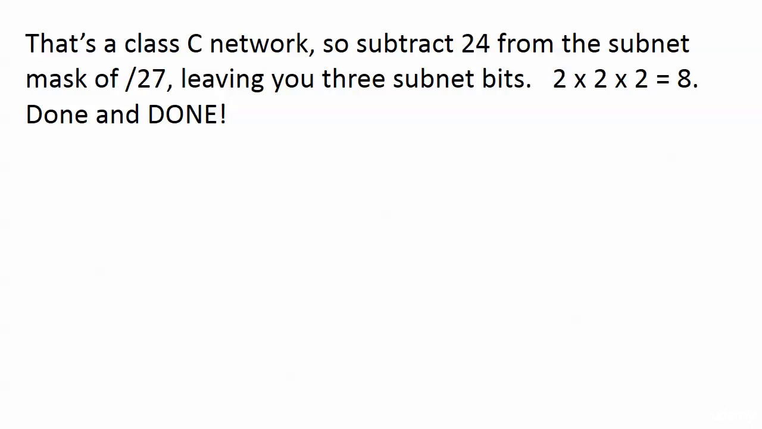No problem. We've got those ranges down. We see 200 in the first octet. We know it's a class C. What is the network mask for a class C network? It's /24. So 27 minus 24 equals 3. You've got 3 subnet bits. 2 to the 3rd power, 2 times 2 times 2, is 8, and you're done. And you could probably look at that one and do it without even writing anything down. If you could, fantastic, nice work.